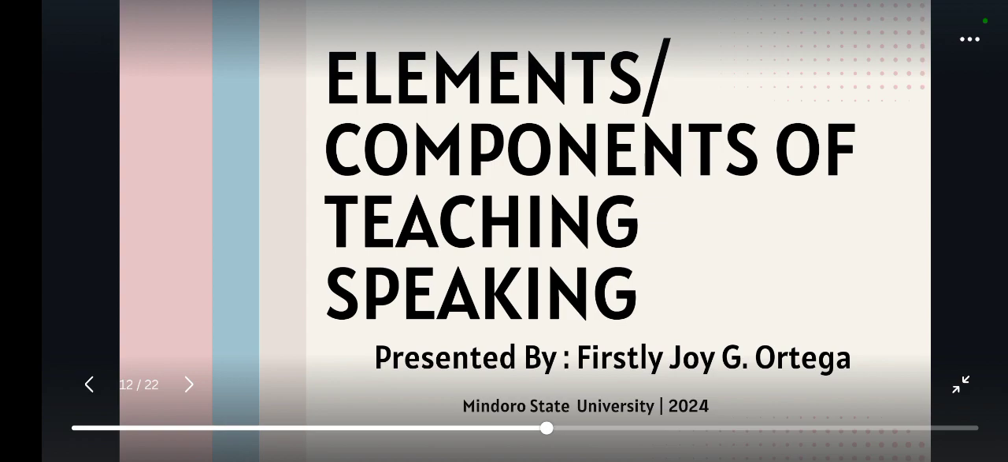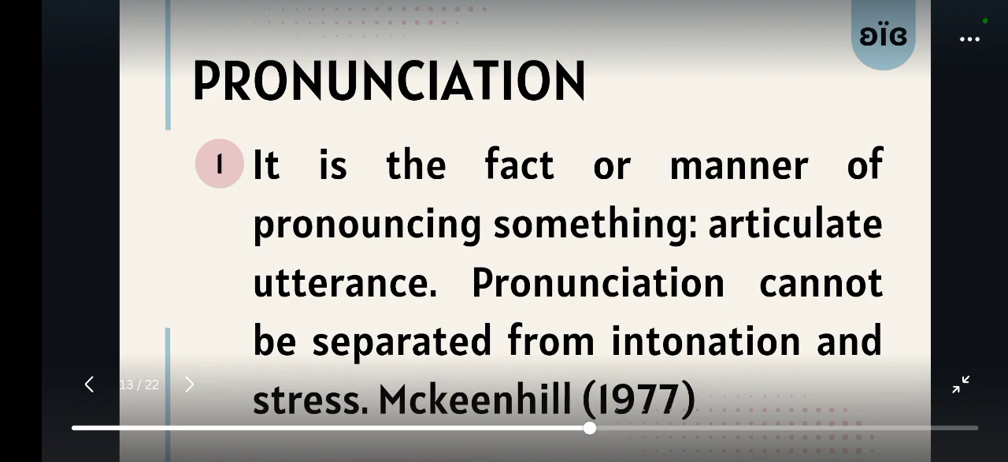Pronunciation is one of the elements or components of teaching speaking, wherein an utterance should be articulated, and the pronunciation cannot be separated from intonation and stress. So, when we say intonation, it has something to do with the rising and falling of the way we speak words or the language, and then the stress, of course, is how we put the stress on a specific syllable in order for us to deliver our message or our emotions clearly to the listeners.